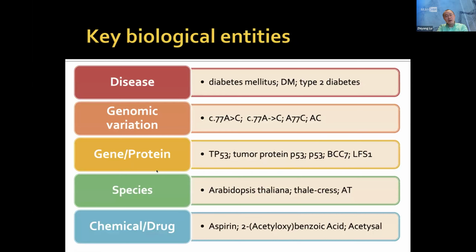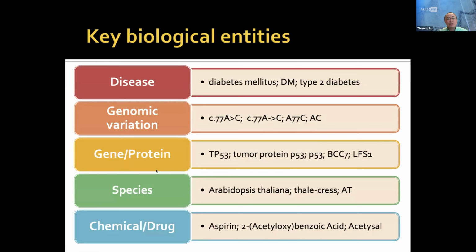We also added in genomic variants as well as species. Because, for example, if we want to extract genes or identify genes correctly, we need to know, is this a human gene versus a mouse gene, or bacteria.